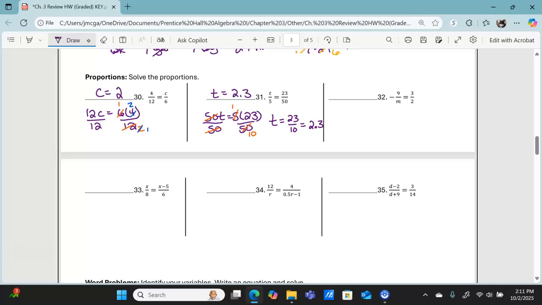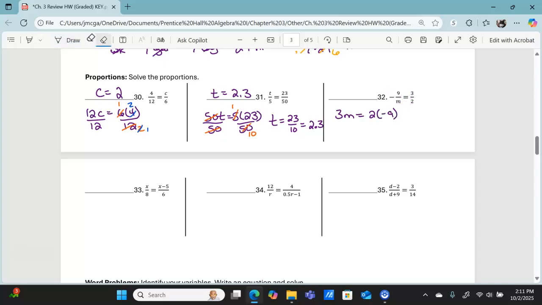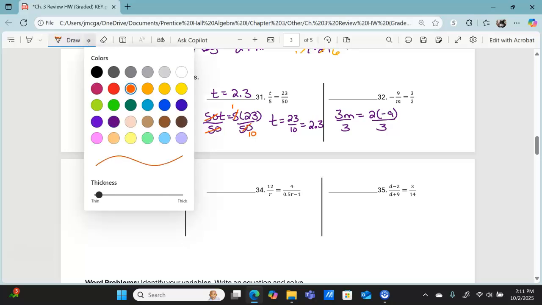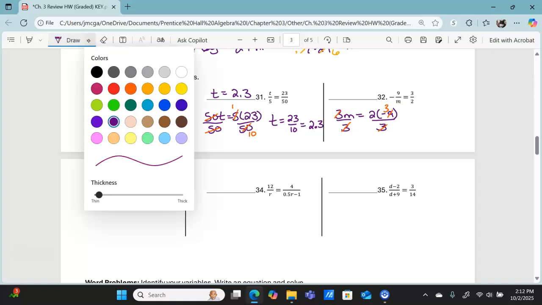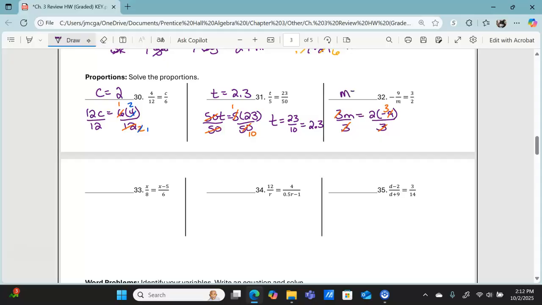On this one, m times 3 would be 3m, and I need to pick that negative up with either the m or the 9. It doesn't matter which one you choose. I'm going to put it with the 9. And so, again, not multiplying through because I see 3 will go into 9 3 times. And so I have m equals 2 times negative 3 or negative 6.